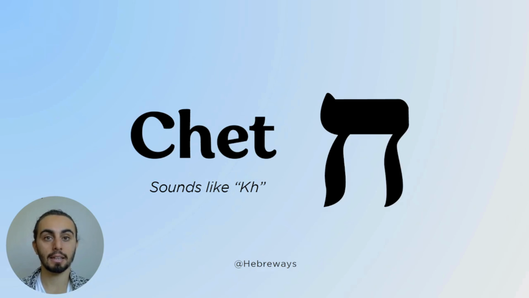Letter number 8. Chet. Chet, of course, it makes the sound of ch. And this is not like a native, intuitive sound for English speakers. Chet. It's like something in your throat, like mucus. Chet. And let's see 2 words that start with chet.